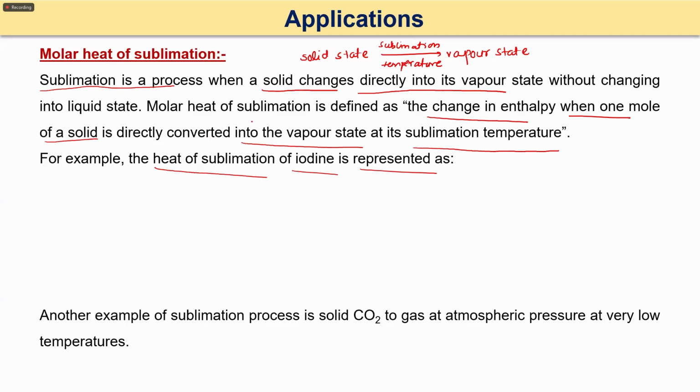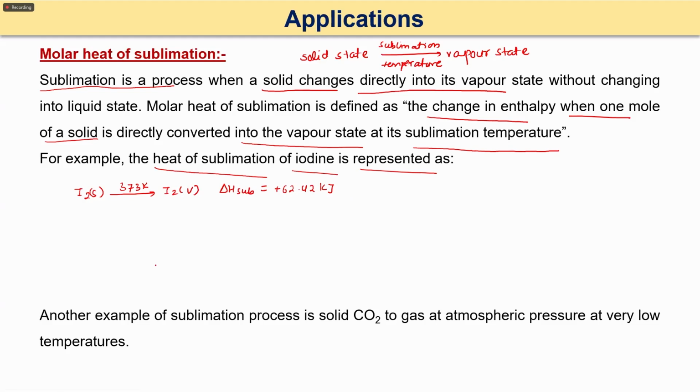That is, your iodine, which is in solid state, will get converted into iodine in vapor phase, and the heat of sublimation is plus 62.4. So this is the equation: iodine is getting converted from its solid state to its vapor state directly. We call it molar heat of sublimation, which is plus 62.4 kilojoule. That means we will have to provide energy because it is an endothermic reaction.